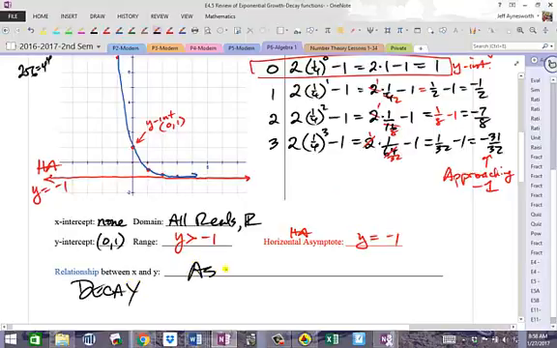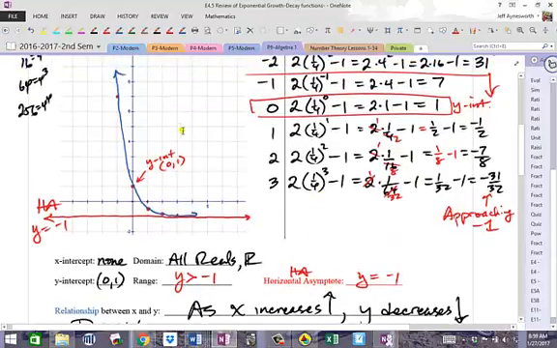As x increases, y decreases. It's an inverse relationship here. And that's a fact for all decay functions or decreasing functions. As x increases, y decreases. It goes down, and that's why it's sloped downward as opposed to upward in the growth functions.